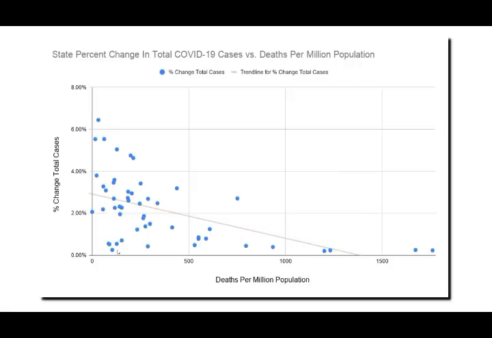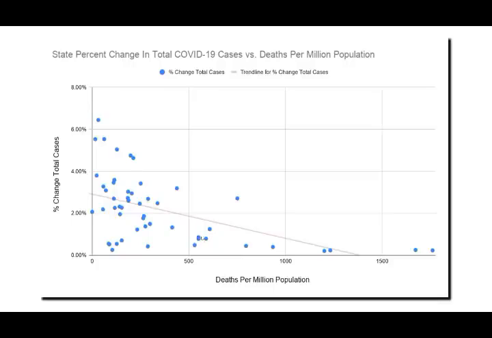So in this next graph, I plotted deaths per million population along the x-axis and percent change in total cases along the y-axis. This graph shows very clearly that states with higher deaths per million are seeing much smaller increases in the total number of cases. This would imply that states with higher deaths per million are close to herd immunity. They're not seeing a lot of new cases. Whereas many states with lower death rates are seeing a much larger increase in the total number of cases.